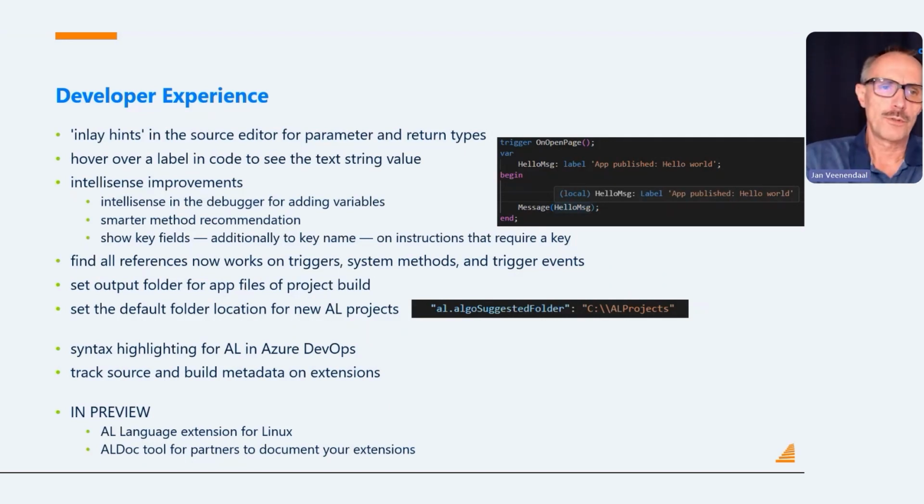If you are going to do find references to find out where a variable is used, that also now works on triggers and system methods and trigger events, which were not included previously.